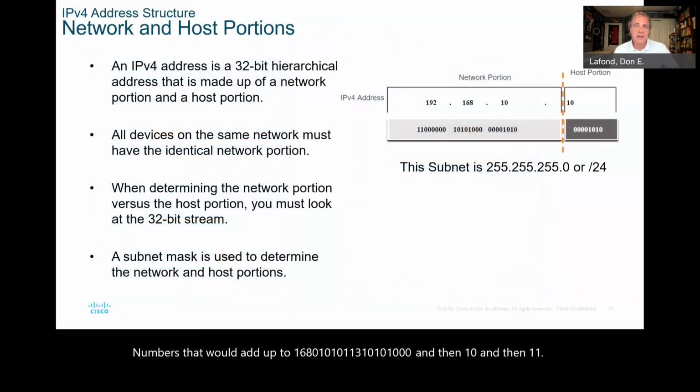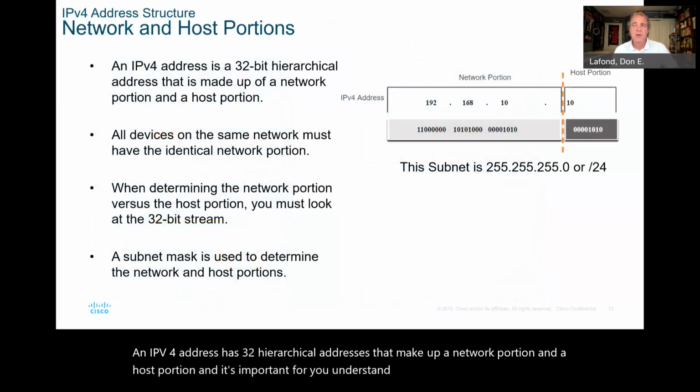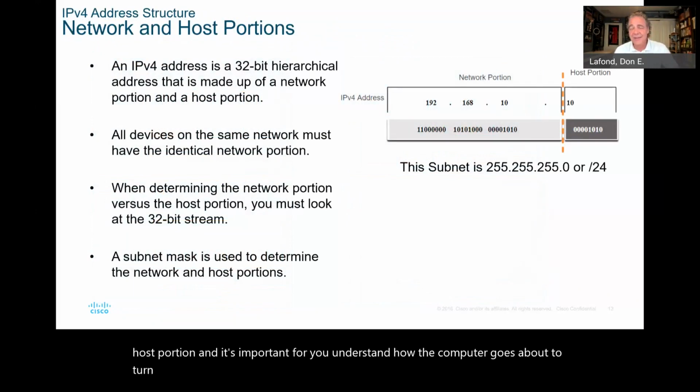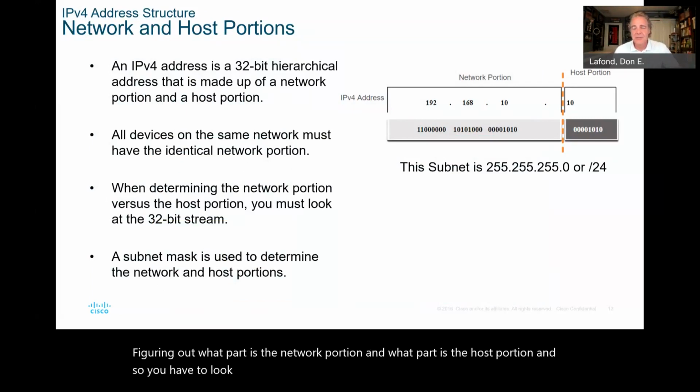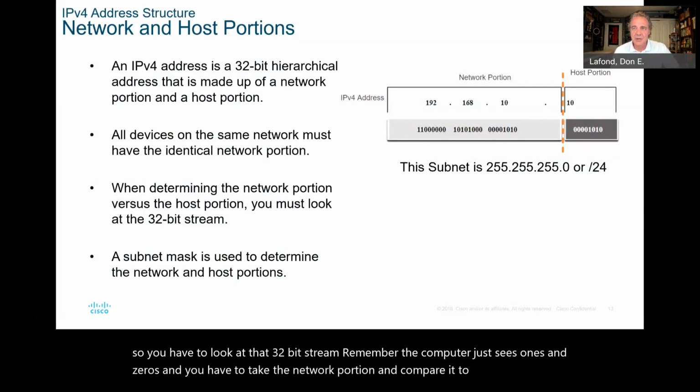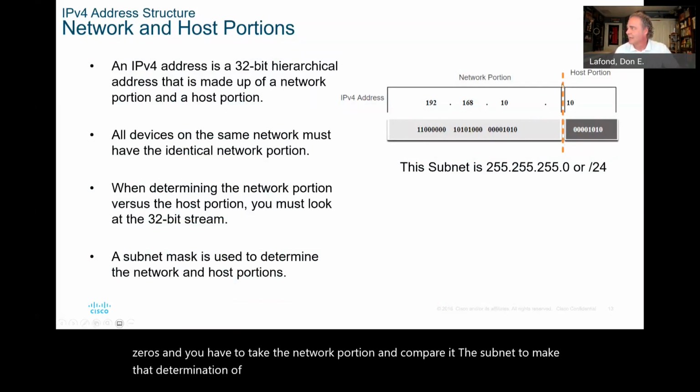An IPv4 address has 32 hierarchical bits that make up a network portion and a host portion. And it's important for you to understand how the computer goes about figuring out what part is the network portion and what part is the host portion. And so you have to look at that 32-bit stream. Remember, the computer just sees ones and zeros, and you have to take the network portion and compare it to the subnet mask to make that determination of where that break is between the network and the host portion.